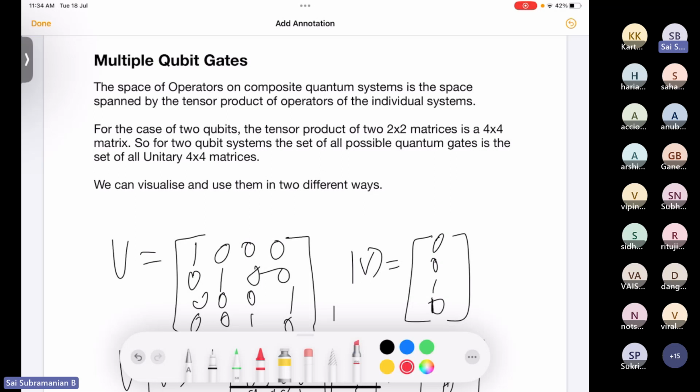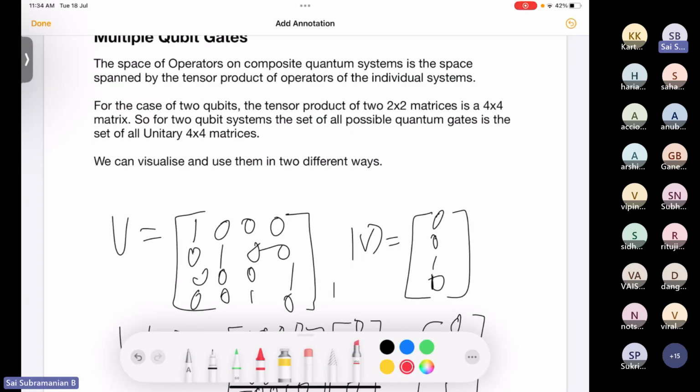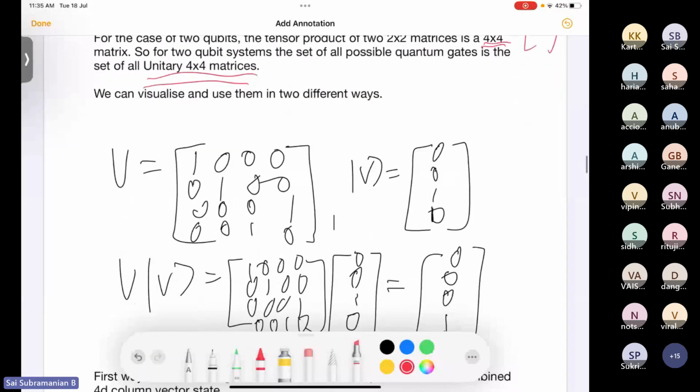new operator space. And so if you are not interested in the general system, for us, instead of 2 by 2 matrices, we will have 4 by 4 matrices. Our vectors are 4 by 1 column vectors now. So all our operators will be 4 by 4 matrices for 2 qubits. So the set of all possible quantum gates is all of the unitary 4 by 4 matrices. Why unitary? Because we want them to keep the normalization same as earlier.